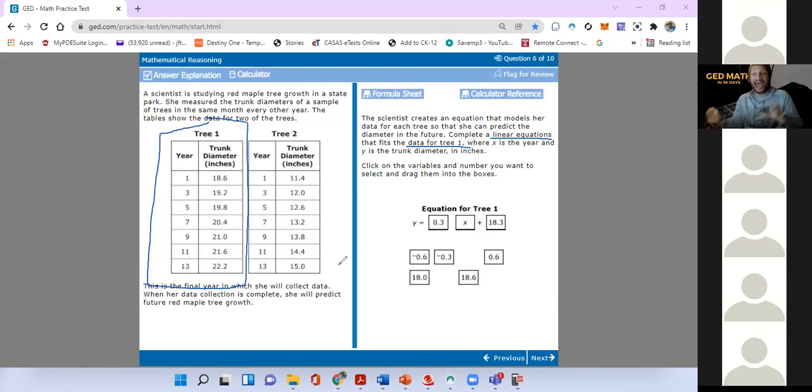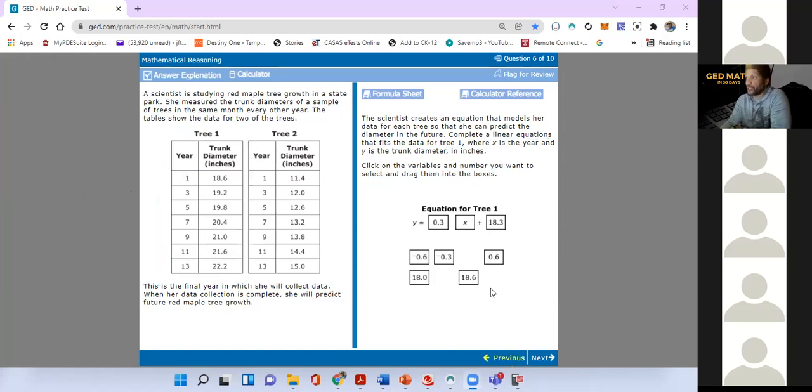If they want the equation of a line, I know I need the slope and y-intercept. I need to know that data in a table is the same as points. For example, this is the same as 1, 18.6. This is the same as 3, 19.2. This is just a different way they're showing you the points. In this way they're showing you a table; in this way they're giving you ordered pairs. You have to know that these are the same thing. You have to know that this is 7 different points on this graph. So how do you know that?